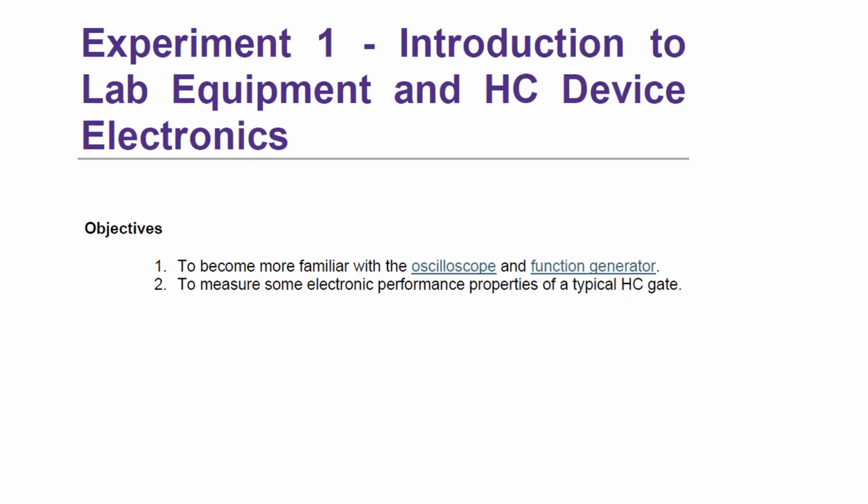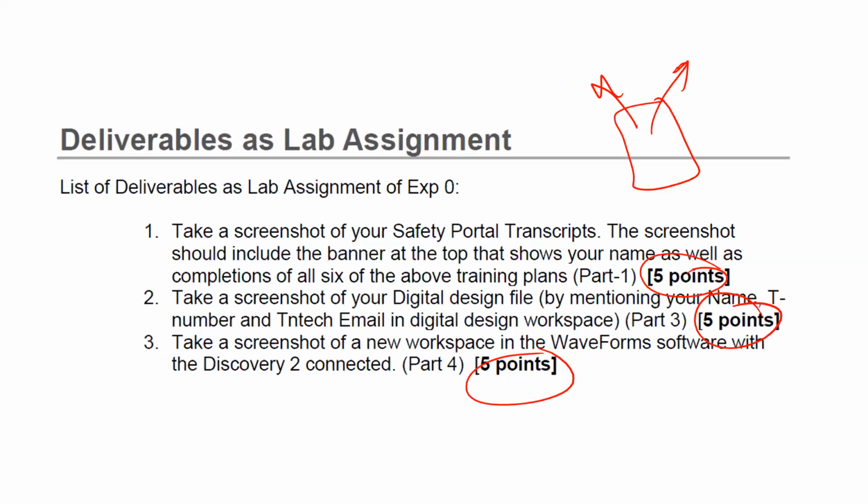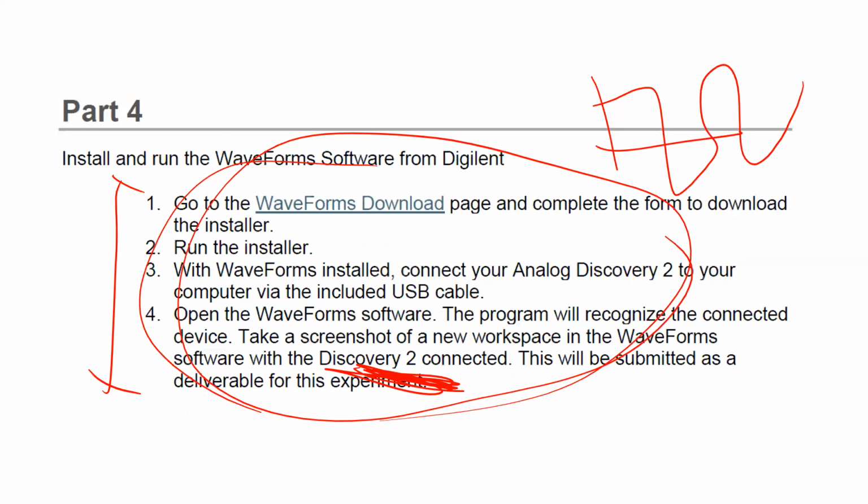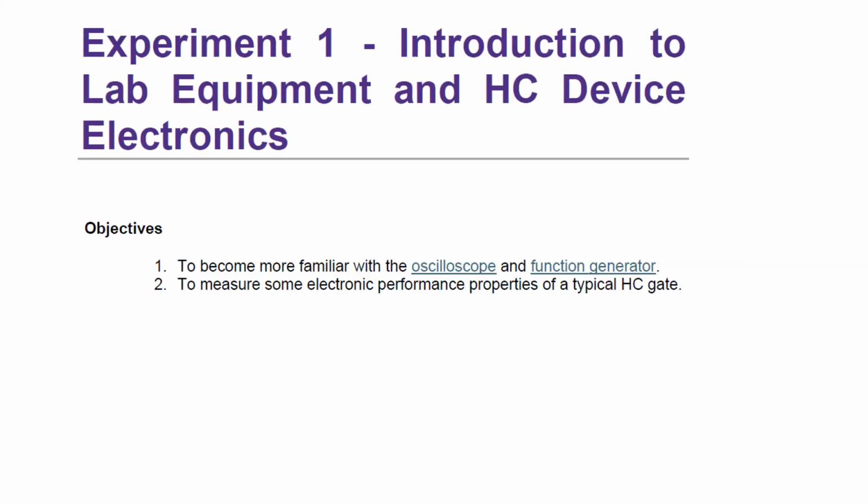The second thing here is lab number 1. This lab has two objectives. Number 1, to become more familiar with the use of the oscilloscope and function generator of Discovery Kit 2. So in the first part, I want you to be familiar with the program you already downloaded for the Discovery Kit.